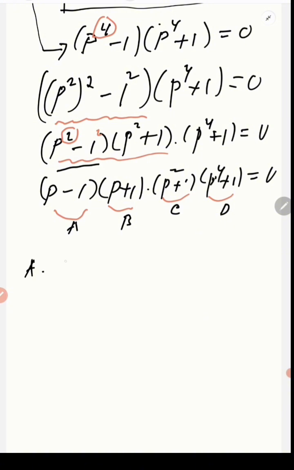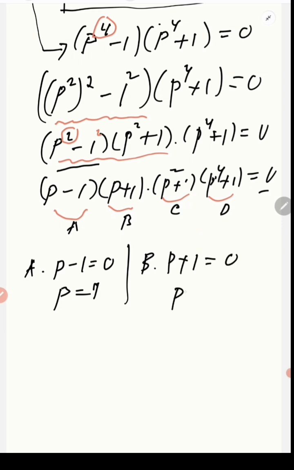For A, p minus 1 is equal to 0. Because if p minus 1 is 0, then 0 times any number is equal to 0. So p is 1. That's it for A. For p plus 1 equal to 0, then p is equal to minus 1. Name it P1 and this P2.